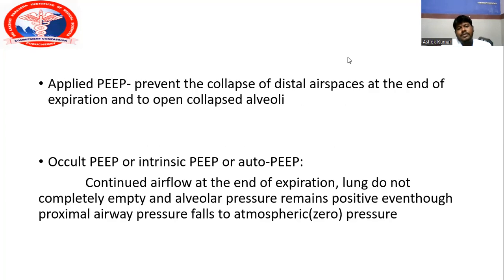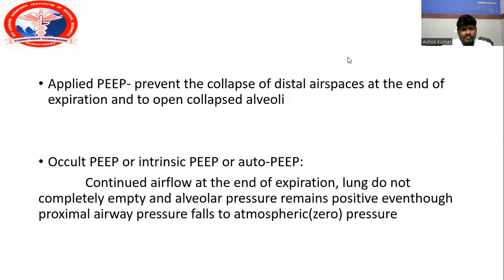Then next will be the applied PEEP, nothing but applied positive end expiratory pressure. This is to prevent the collapse of distal air spaces at the end of expiration, or also for opening the collapsed alveoli to improve the oxygen supply of the patient. Its main advantages are opening the collapsed alveoli as well as preventing the collapse of distal air spaces.